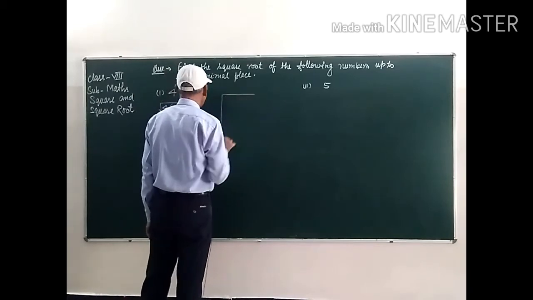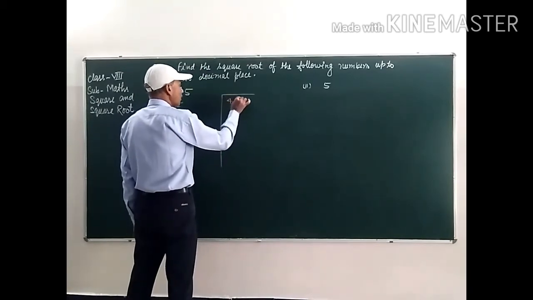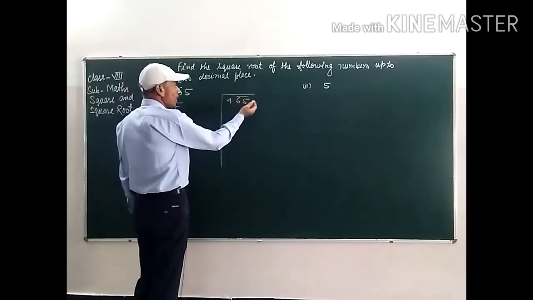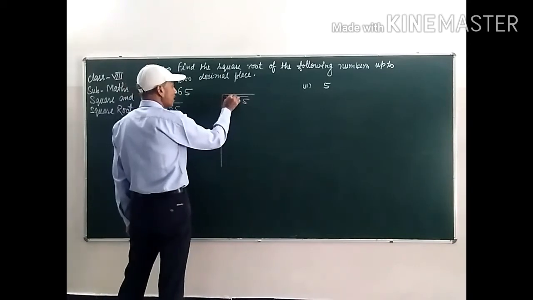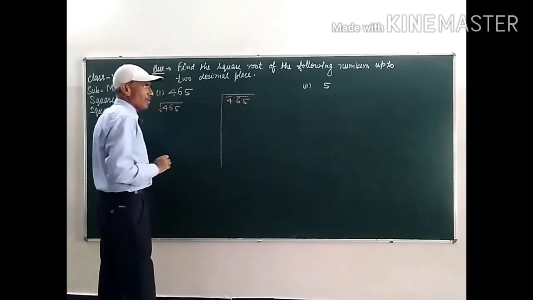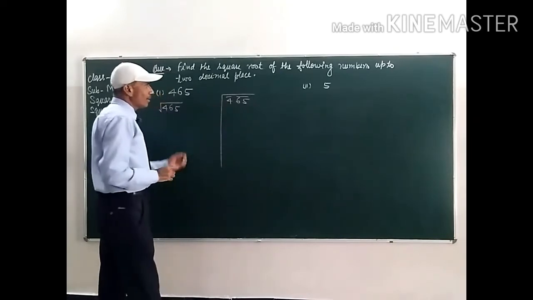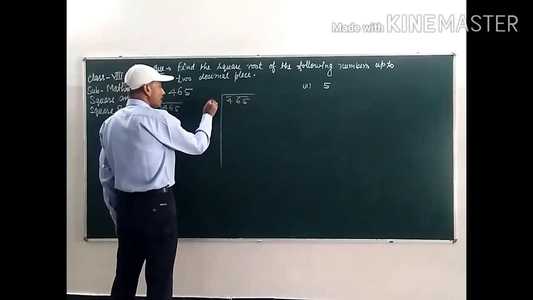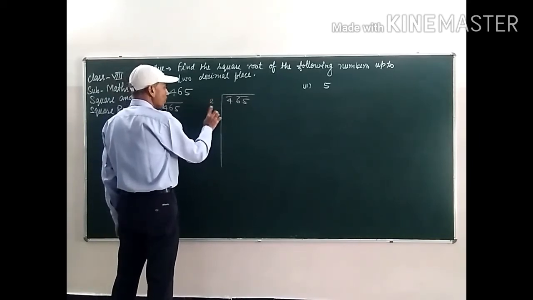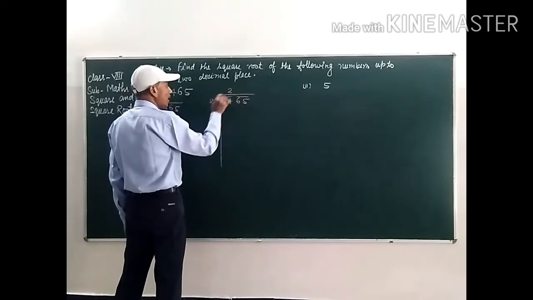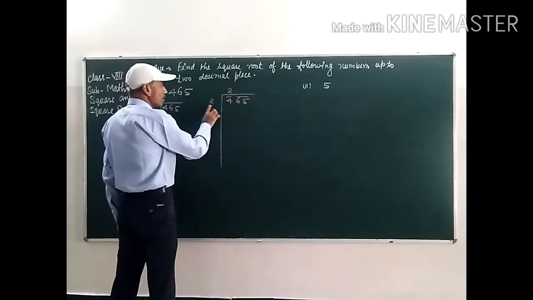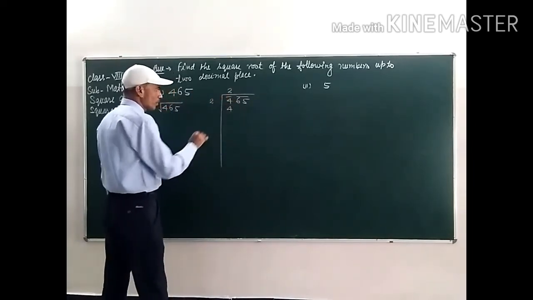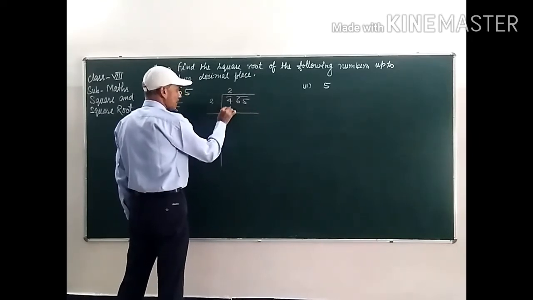So make this type of arrangement and write the number here, 4 6 5, and in the first step make pairs from the rightmost side. This number is 4 and this is 65. So take a number whose square is equal to or less than 4. You know the square of 2, so write 2 here, that is your quotient. Now 2 2s are 4. Subtract this number.